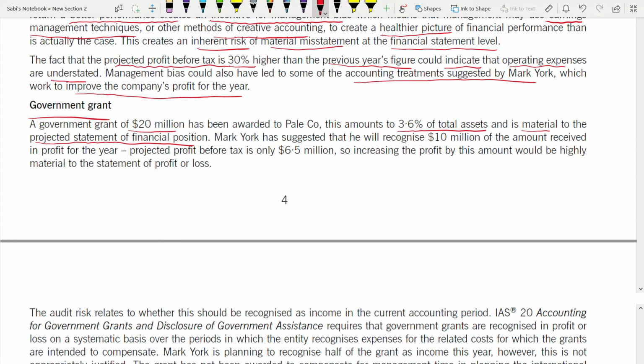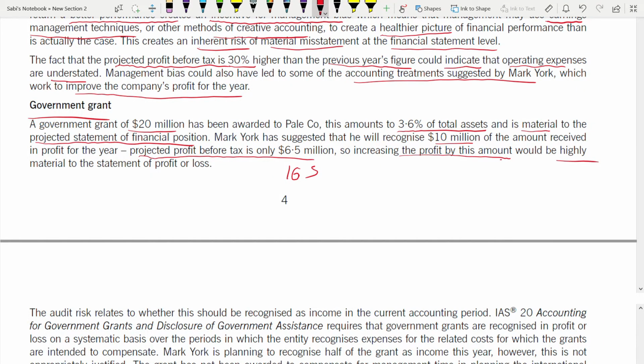Mark York has suggested that he will recognize 10 million, because remember they said half they will recognize this year. They have recognized the expenses this year, so they want to record the income also this year. So 10 million of the amount received they will recognize in profit for the year. Projected profit before tax is only 6.5 million. So if you increase this by a further 10, it will become 16.5. It becomes very material, right? So increasing the profit by this amount will be highly material.